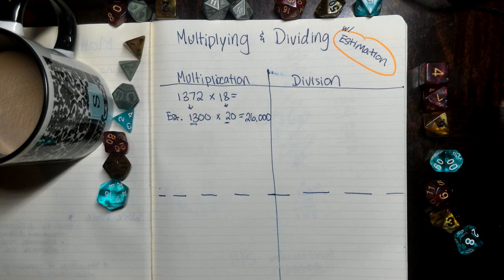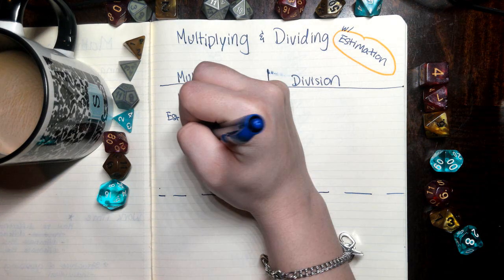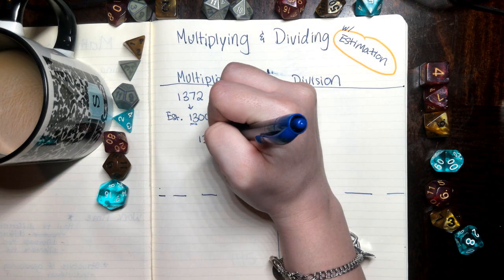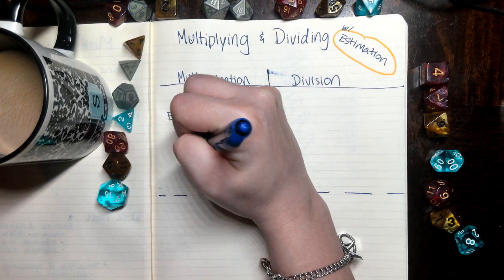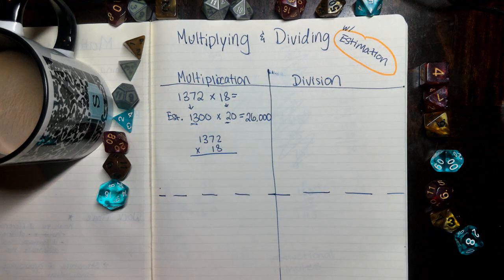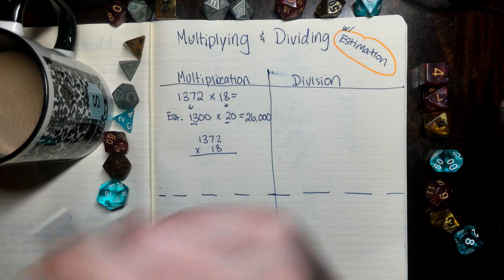All right, now let's solve the real problem. So to do this, we're going to set it up standard algorithm, just like this. The number, I'm not going to say the larger number on top. Instead, we say the number with more digits on top, okay? It just happens to be the larger number has more digits in this problem.